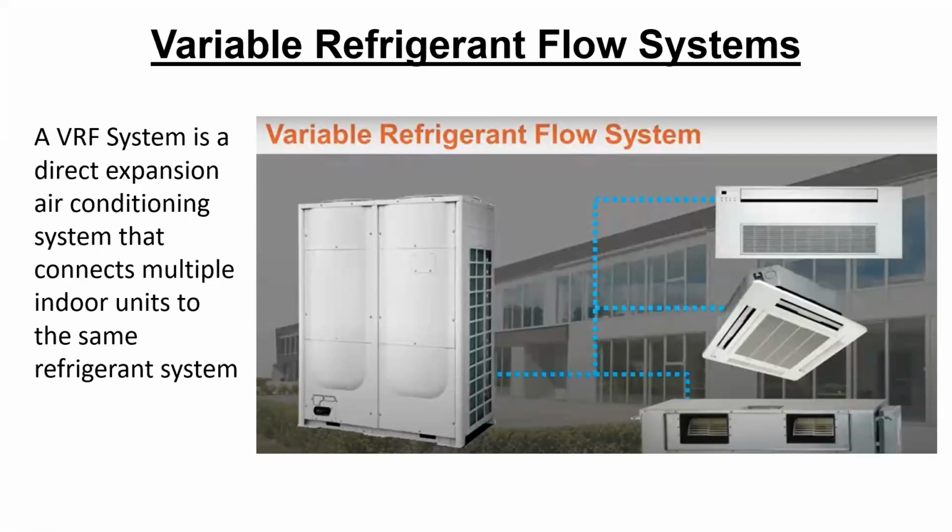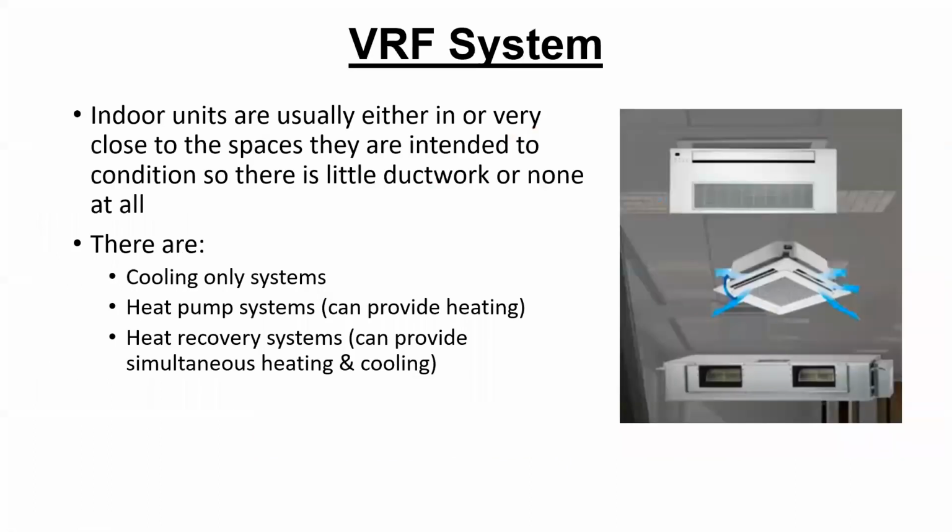In this section, we're going to talk about VRF systems, variable refrigerant flow systems. I have several slides on this, but first I'll make sure I define them correctly and in detail. A VRF system is a direct expansion air conditioning system that connects multiple indoor units to the same refrigerant system. So you have the same refrigerant system, but you can connect it to multiple outlets.